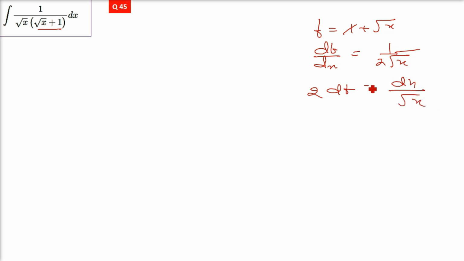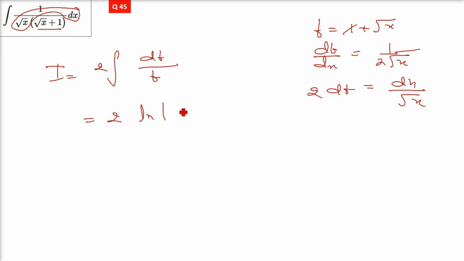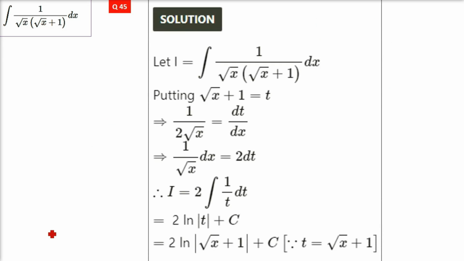Now dx by under root x is already there. So wherever you encounter this dx by under root x in this question, just put it as 2 dt. I have taken the 2 outside. So it will be simply 2 ln modulus of t plus c. What was t? Initially we assumed t to be 1 plus root x. So 2 ln of root x plus 1 plus constant of integration. Now this is the solution.